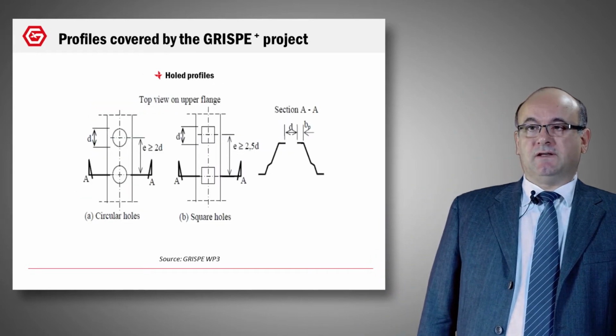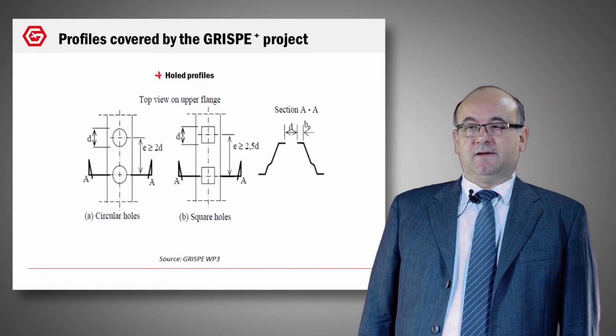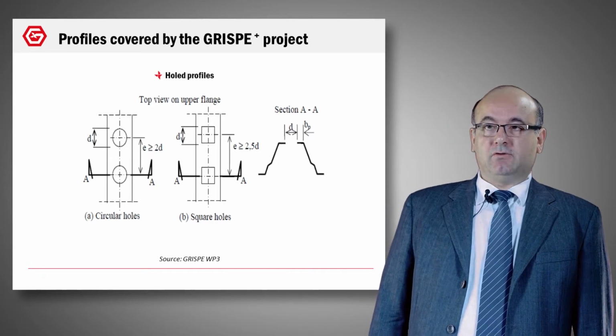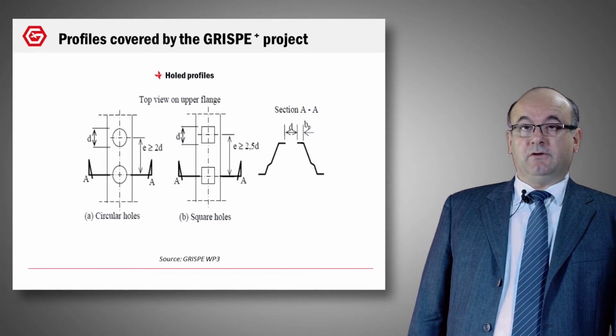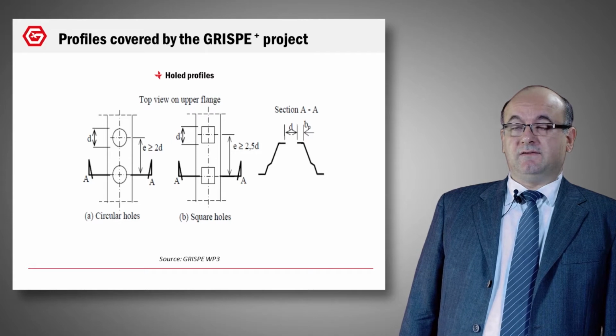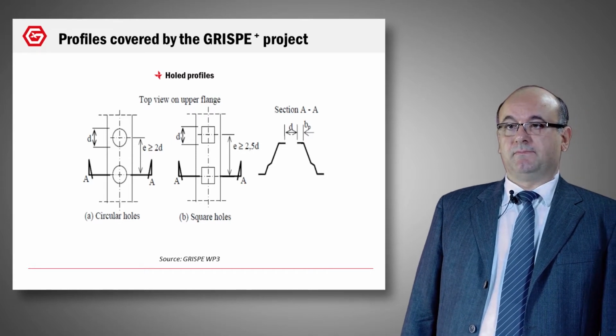Another topic concerns the services. Some tubes can go through the profiles and create holes, circular holes or square holes. Again, no method, no design calculation exists in the Eurocode, and it was developed in the European project GRISP.